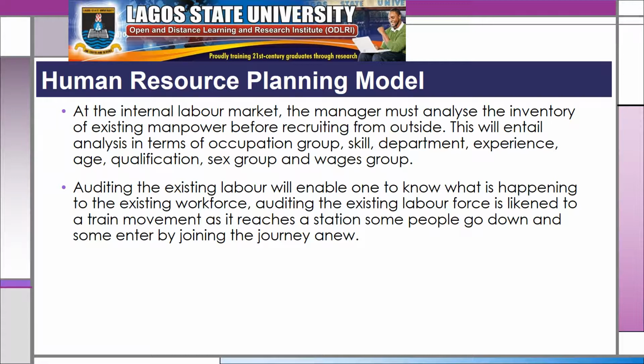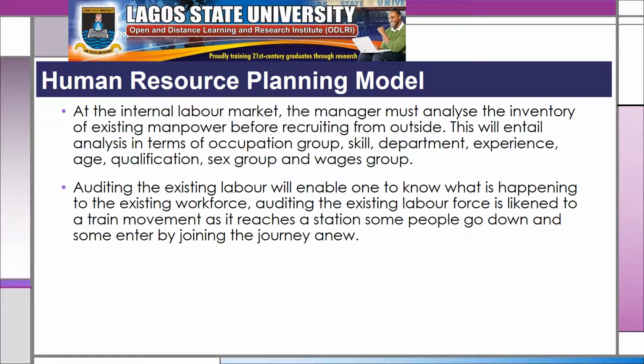That is when you look at the detailed analysis in terms of occupation group, scale, department, experience, age, qualification, sex group, and so on. So this has to be looked into. We call this the internal labor market. They are purely about the inventory system the organization has to do.